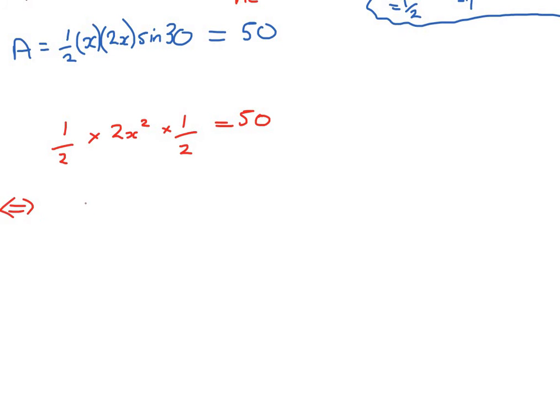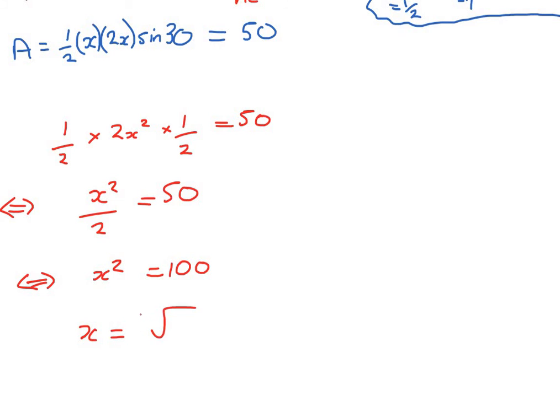Okay, and let's carry on. A half times a half is a quarter, times 2, well that's going to be a half. So we're going to get x squared over 2, or a half x squared equals 50. Okay, this tells us that x squared equals 100. Therefore, x equals plus or minus the square root of 100, which equals plus or minus 10.